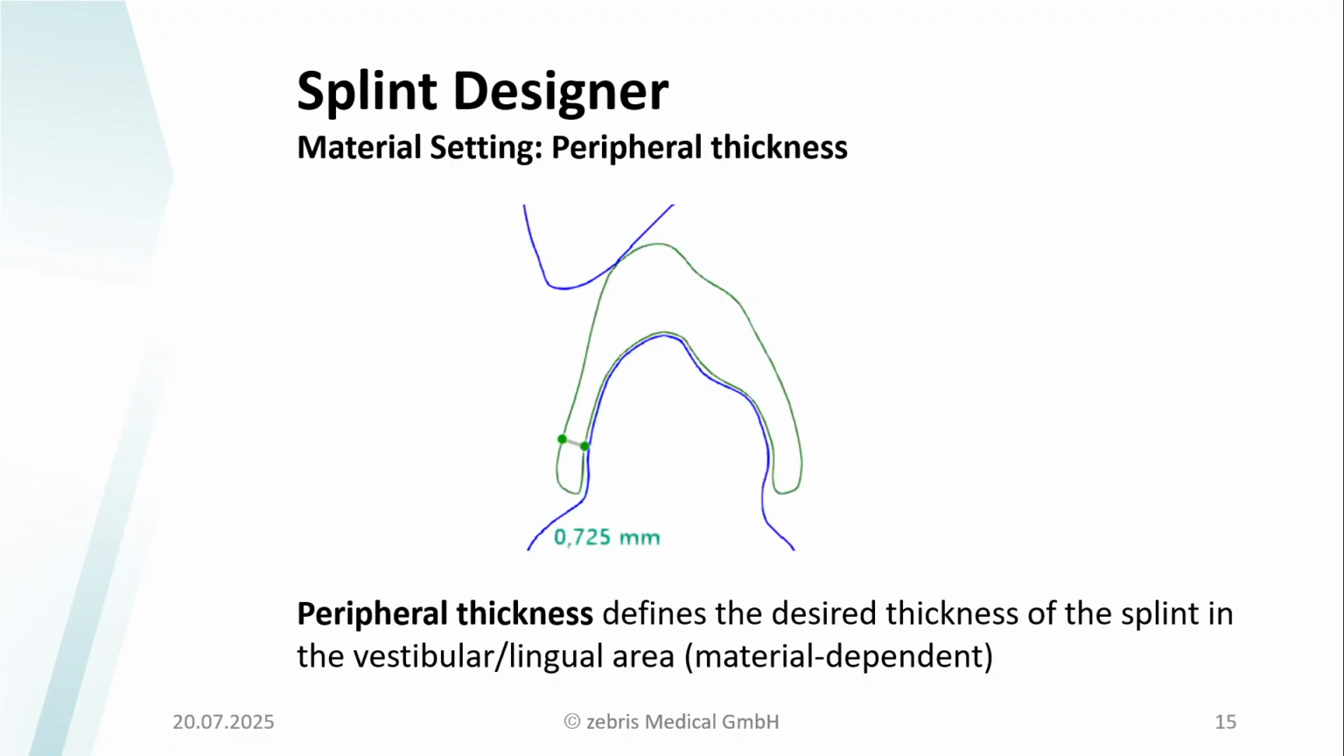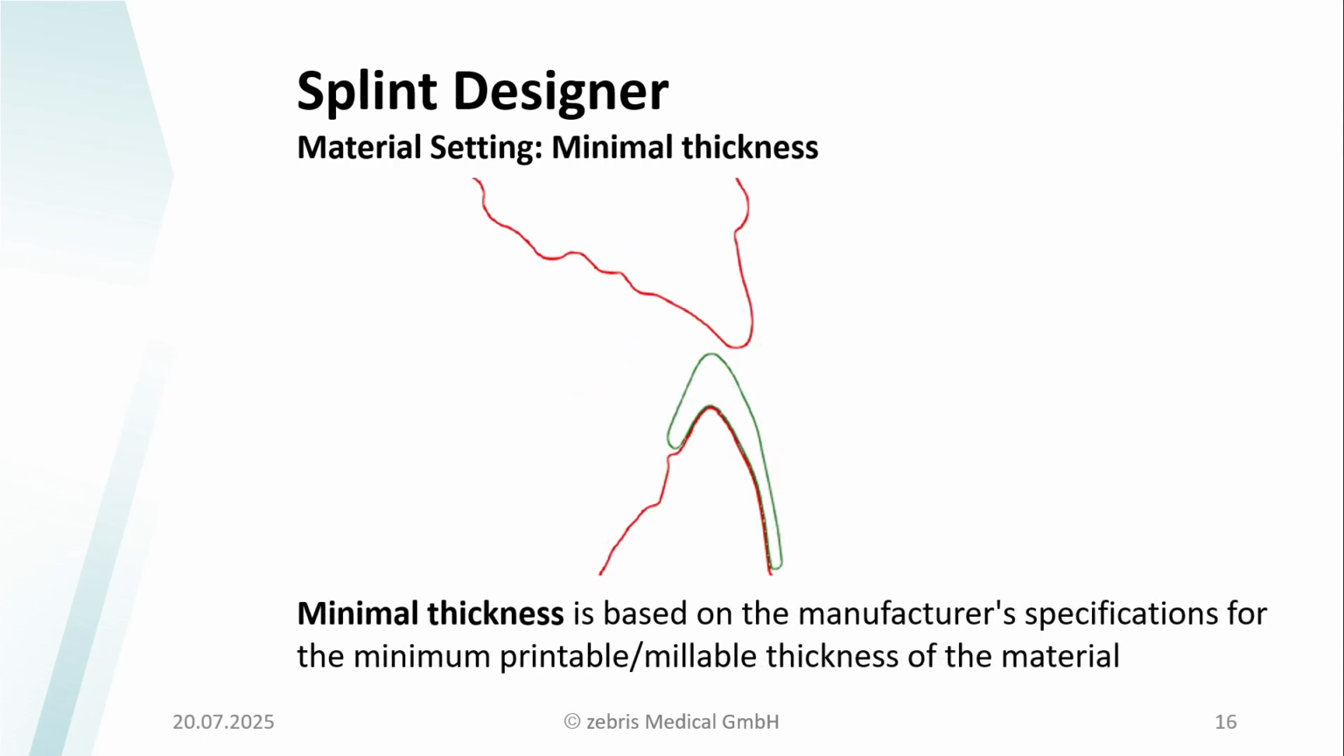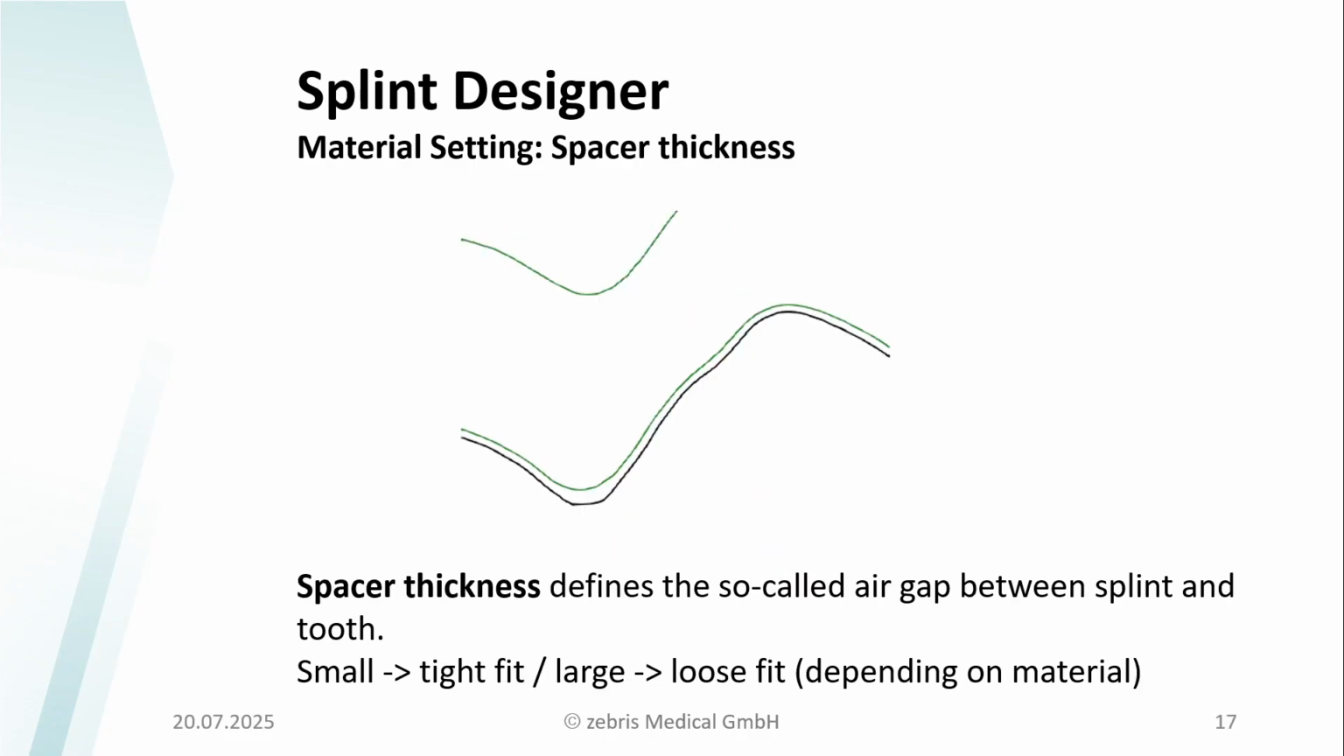Then we have the peripheral thickness. The peripheral thickness defines the desired thickness of the splint in the vestibular or lingual area, and this is material dependent. Also material dependent is the minimal thickness. It's based on the manufacturer specifications for the minimum printable or millable thickness of the material. Then we have the spacer thickness.